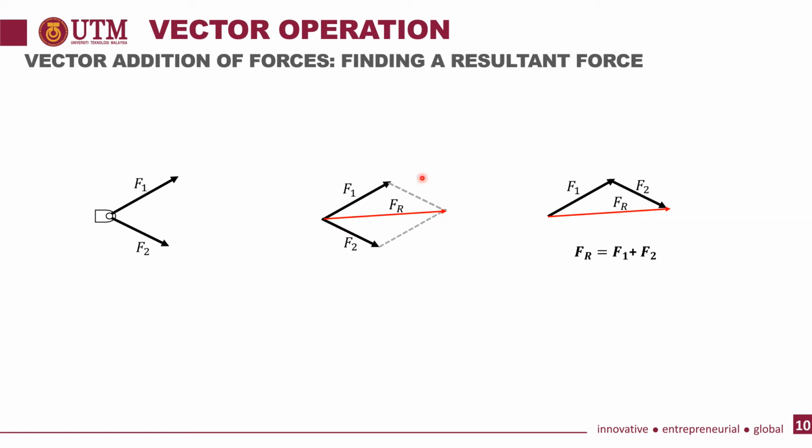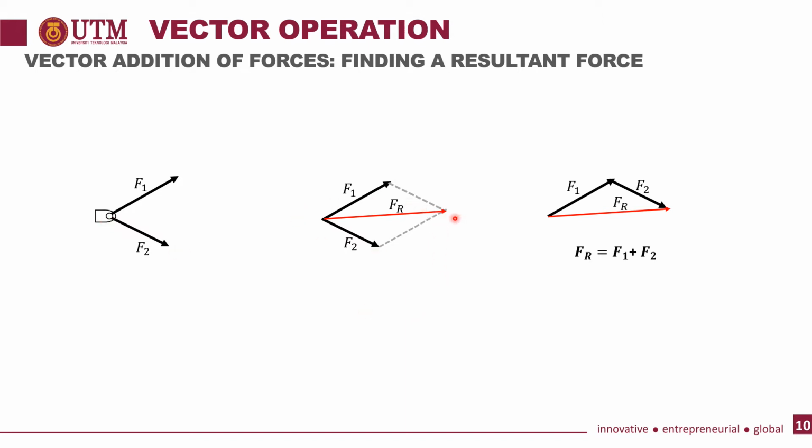This week you will learn how to find a resultant force. Let's say you have the force F1 and the force F2. As you can see here, the tails of force F1 and force F2 touch each other. So it means that you need to use the parallelogram law to find the resultant force.